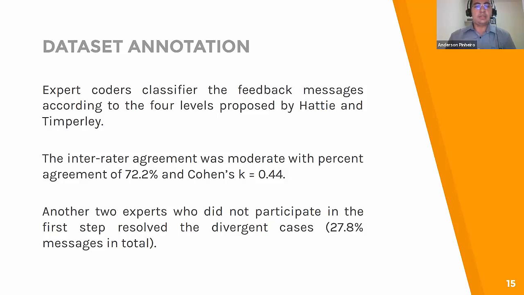Then the dataset annotation: expert coders classified the feedback messages according to the four levels proposed by Hattie and Timperley. The inter-rater agreement was moderate, with percent agreement of 72.2% and Cohen's kappa equal to 0.44. Another two experts who didn't participate in the first step resolved the divergent cases, 27.8% of messages in total.